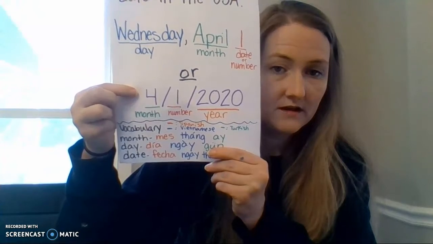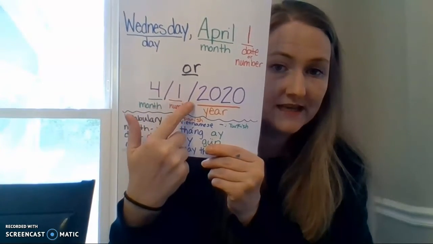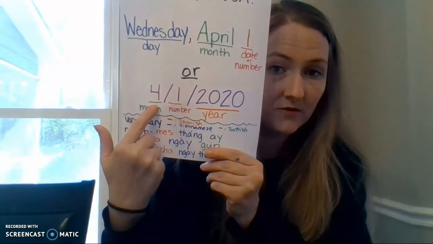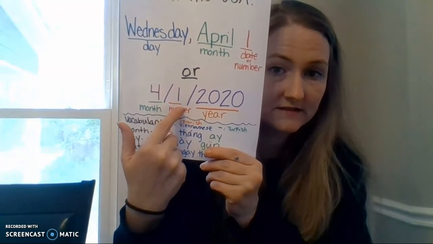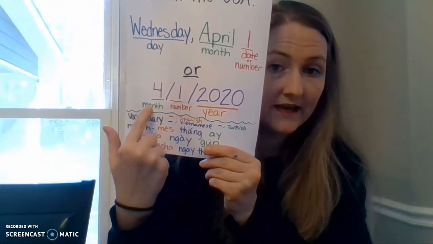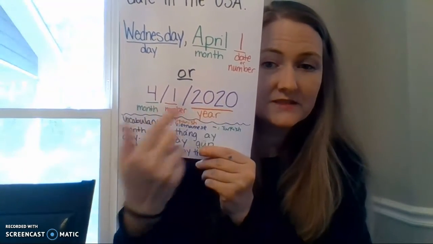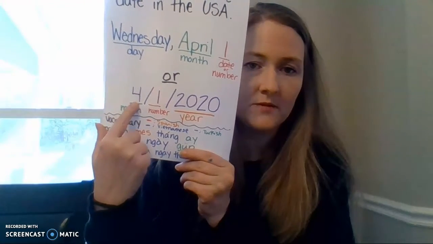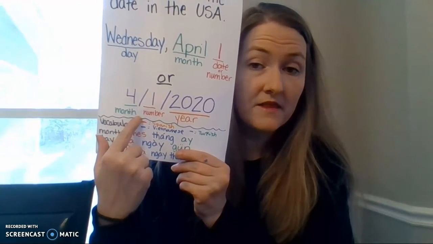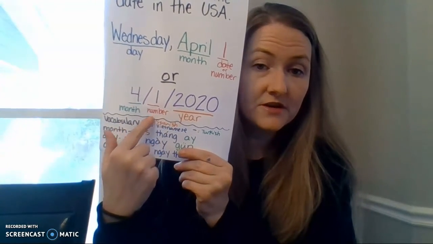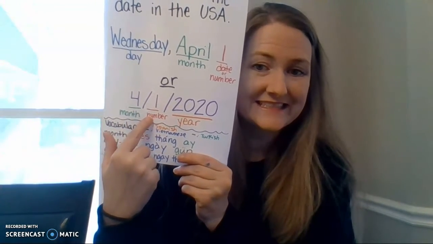Then you put the date, the number. So today is April 1st, 2020. When we write it in the number form, we don't include the day, Monday, Tuesday, Wednesday. We don't include that when we write it in number form. But it goes month, then the number, then the year. This is the actual date.